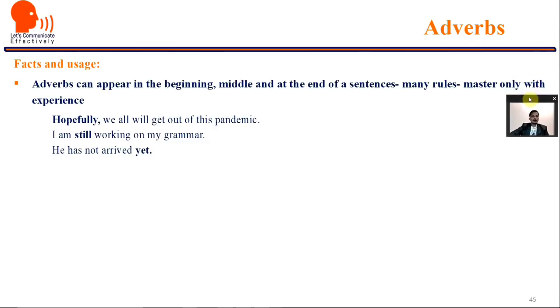Now, let us discuss the facts and uses. Adverbs can appear in the beginning, in the middle, as well as at the end of a sentence. There are many rules, but you can master using adverbs only with experience and more practice. Like, hopefully, we all will get out of this pandemic situation. So in the beginning of a sentence, the adverb hopefully is used.